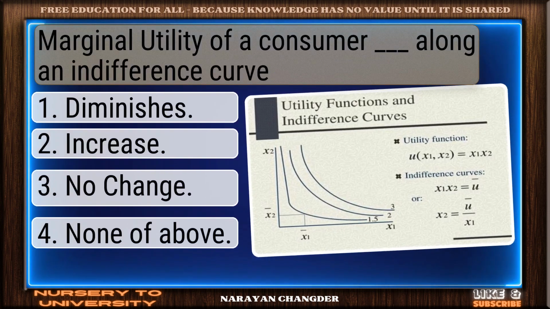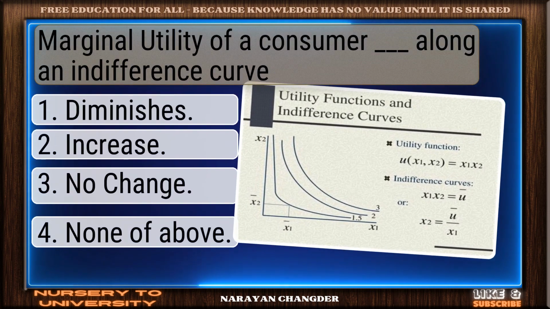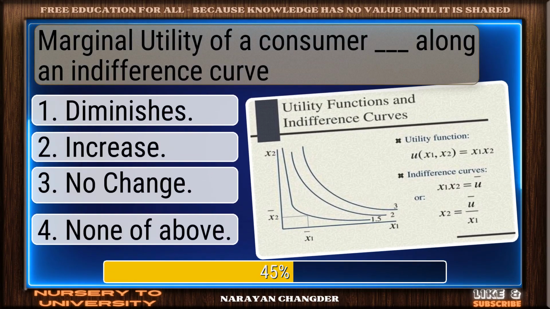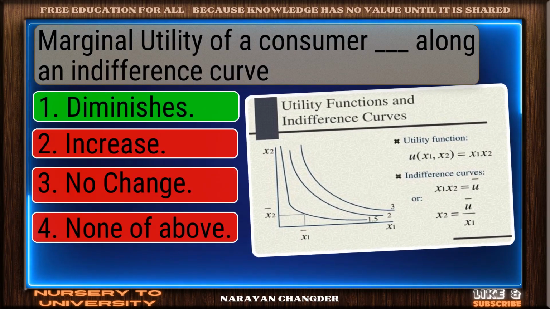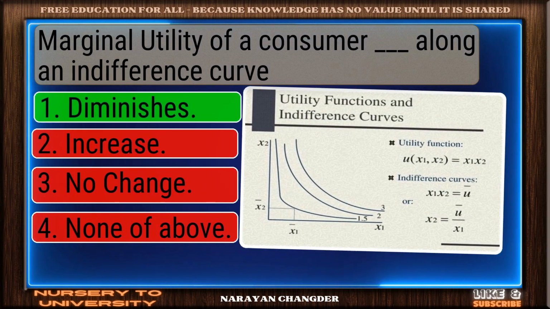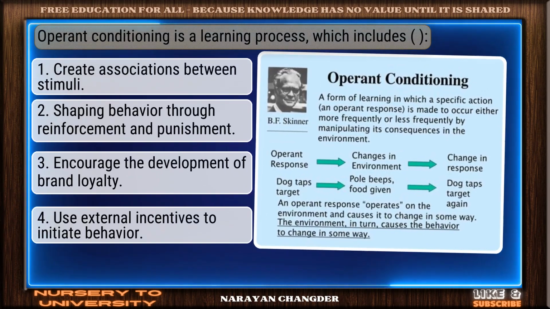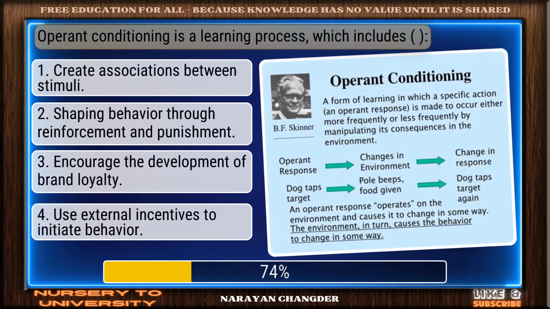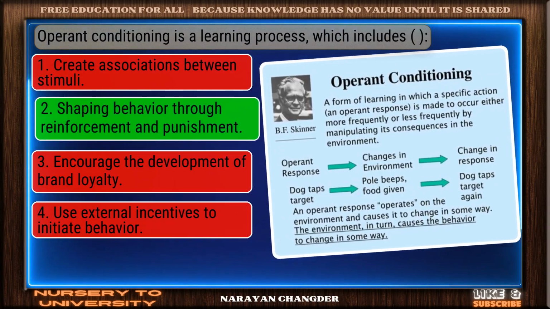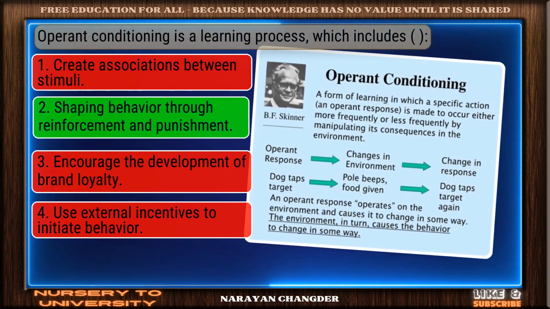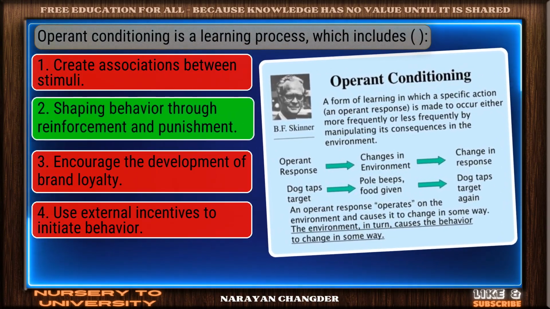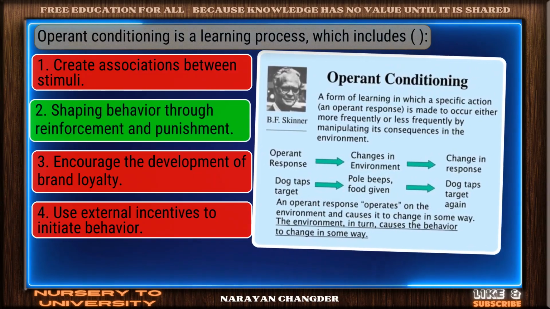Marginal utility of a consumer dash along an indifference curve. Right again. Diminishes is a valid answer. Operant conditioning is a learning process which includes dash. Exactly. Shaping behavior through reinforcement and punishment makes sense, and it is the right choice.